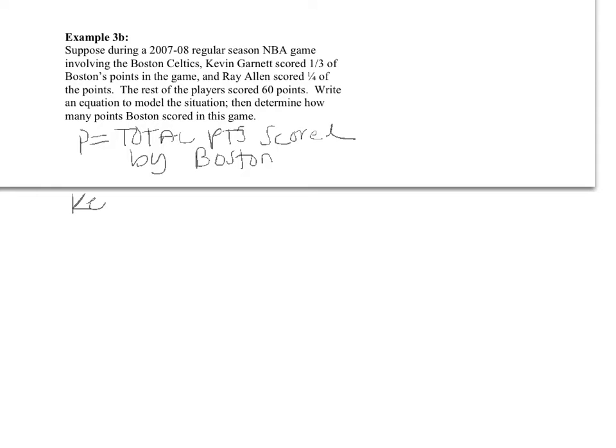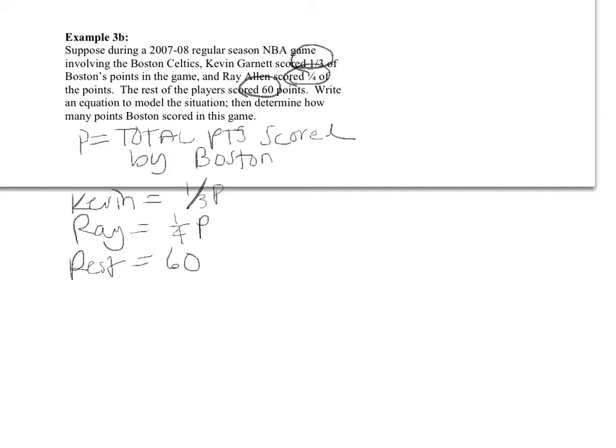They said Kevin is 1/3 P, because he scored 1/3 of the points. Ray equals 1/4 P, because he scored 1/4 of the points. And the rest, they scored 60 points. So we can say P equals what Kevin scored plus what Ray scored plus the rest of them. That's our equation to model the situation.